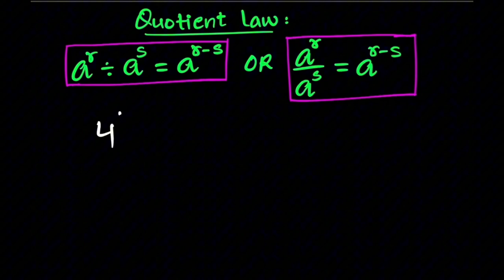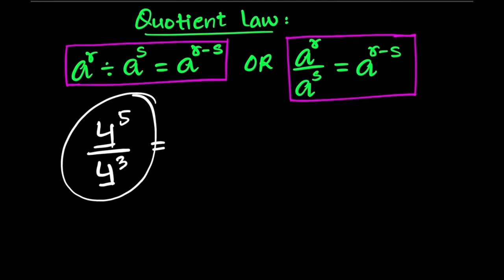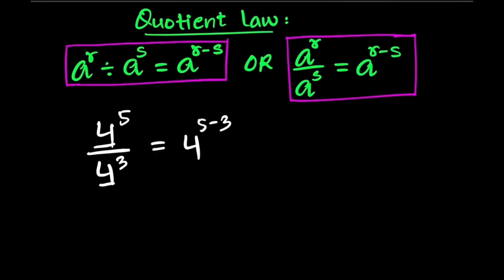That is 8. Another example, 4 raised to 5 divided by 4 raised to 3. Since the powers with the same base are being divided, write the same base and subtract the exponent, that is 5 minus 3, which equals 4 raised to 2. 4 raised to 2 is 16.